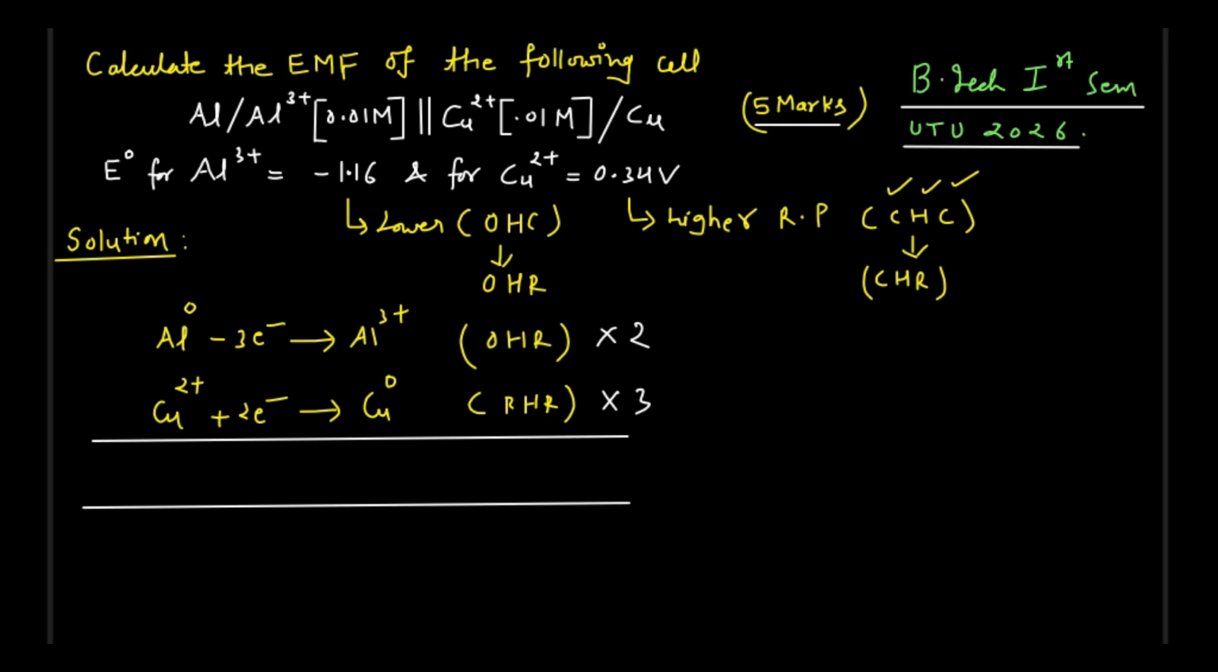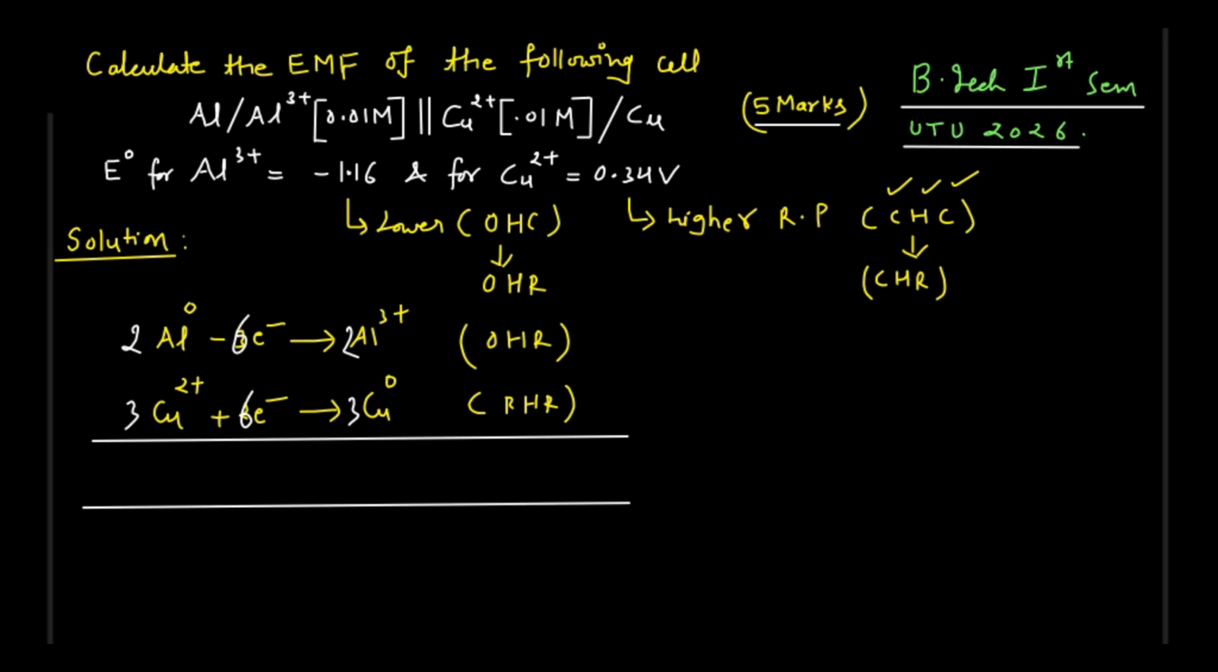So what will happen? 2 ones are 2, and this 2 when multiplied with the 3 will become 6. So now it is 6, and this is 2. Now the second reaction will be multiplied by 3, so 3 of the cupric ion, and again the electrons will become 6, and then 3. So this is the reaction after the multiplication. Okay, now we'll remove this, and then we'll go for the complete reaction.